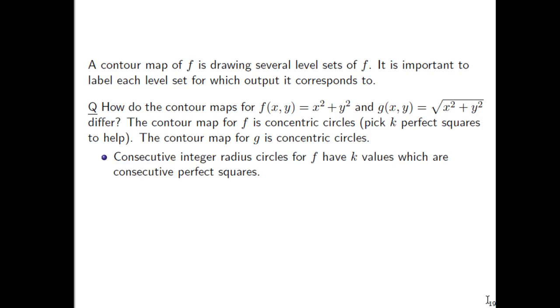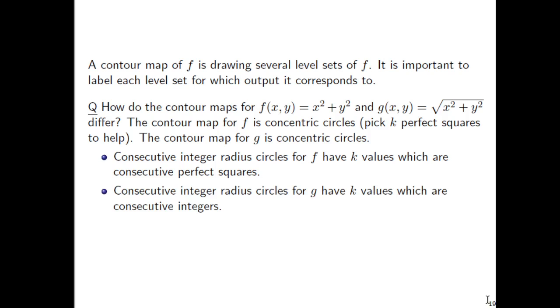So here's the thing. Consecutive integer radius circles for f have k values which are consecutive perfect squares, while consecutive integer radius circles for the function g have k values which are consecutive integers. That's a lot to chew on, but think about that carefully.